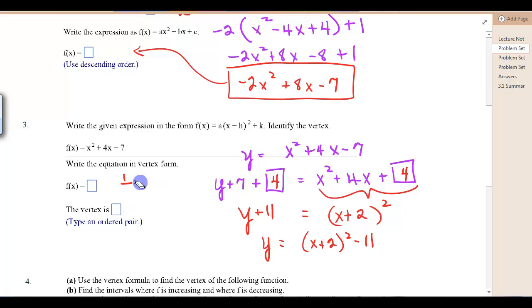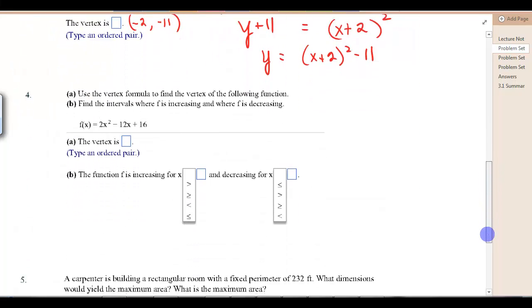Now, the f of x is already there. That's the same as your y. So in your box will go x plus 2 squared minus 11. And then when we pull the vertex out, we change this sign, -2, -11, ordered pair.